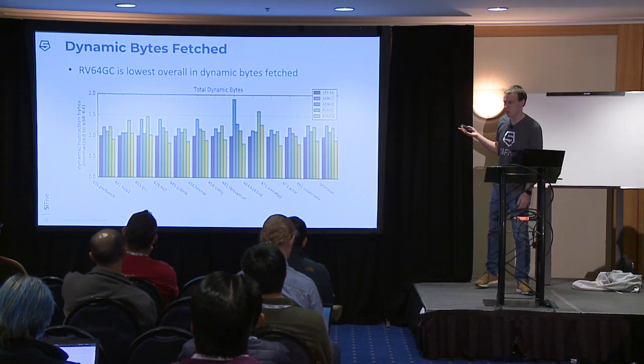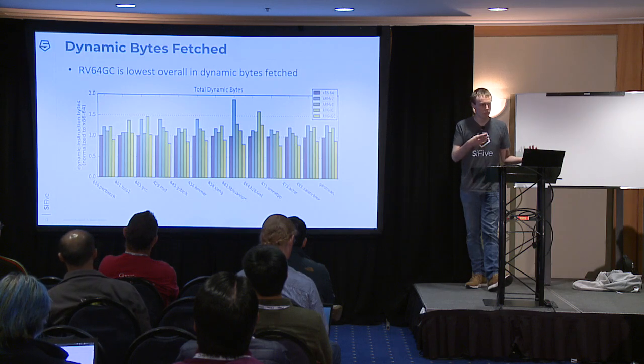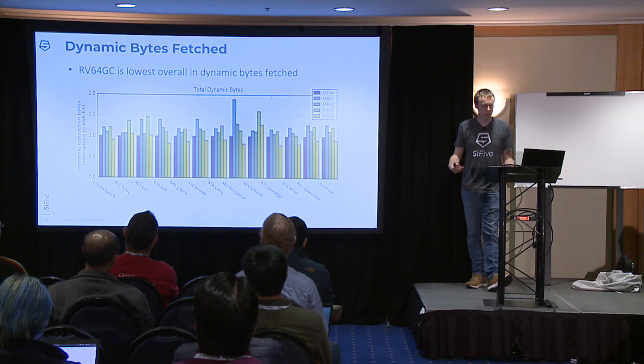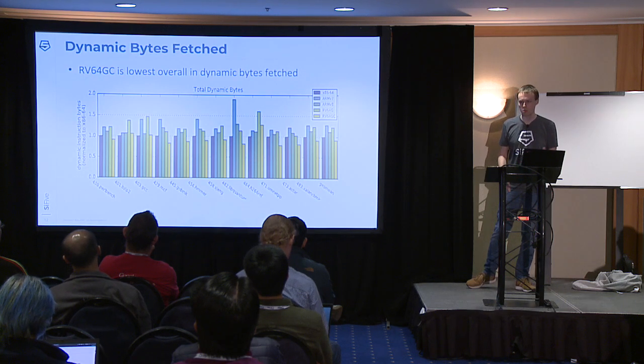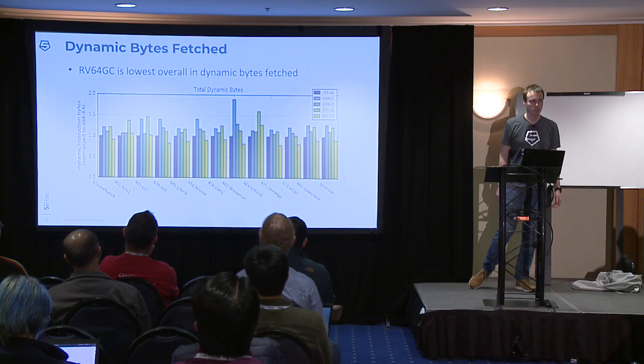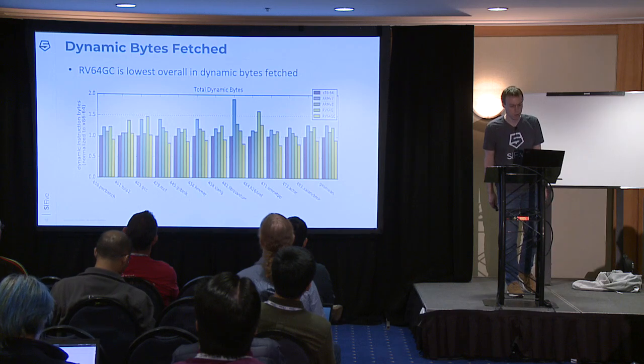And then in the other metric we like to use, which is called dynamic bytes fetched, and this is what we think is important for higher end implementations. Because there, you know, you're going to end up limited by instruction fetch, front end stuff. The complexity of instructions doesn't matter as much because your implementation is large. What really matters is how many bytes you're fetching. And this is on SPEC, total dynamic bytes fetched across the board. RISC-V with a compressed instruction set also works out pretty well.